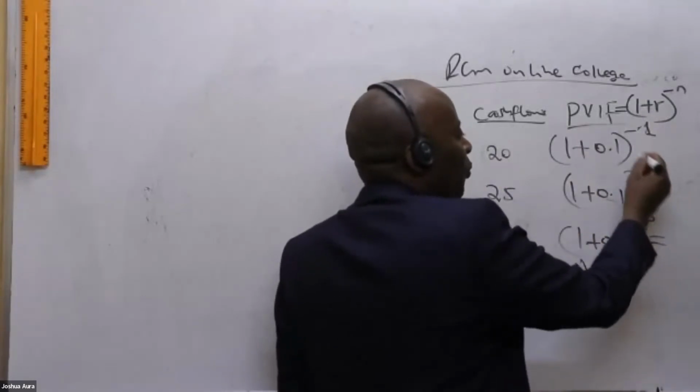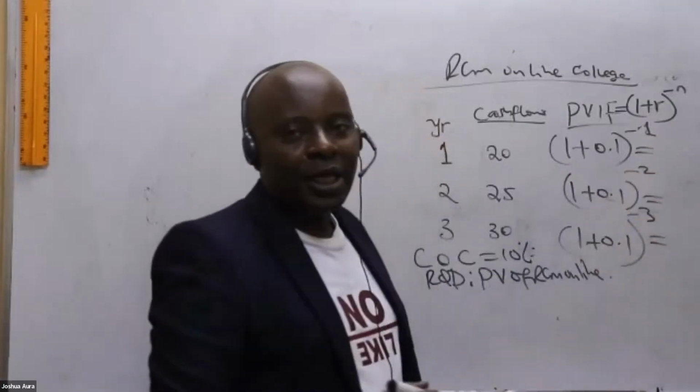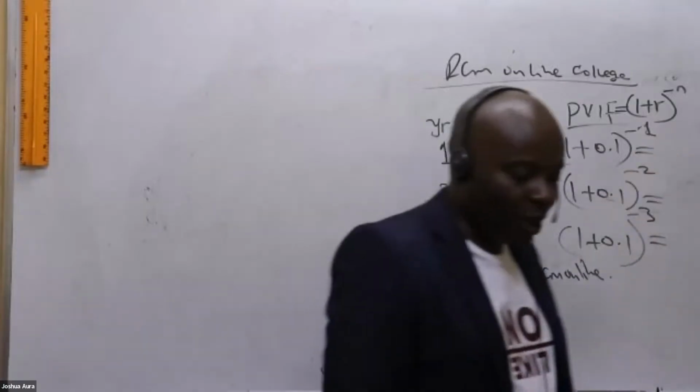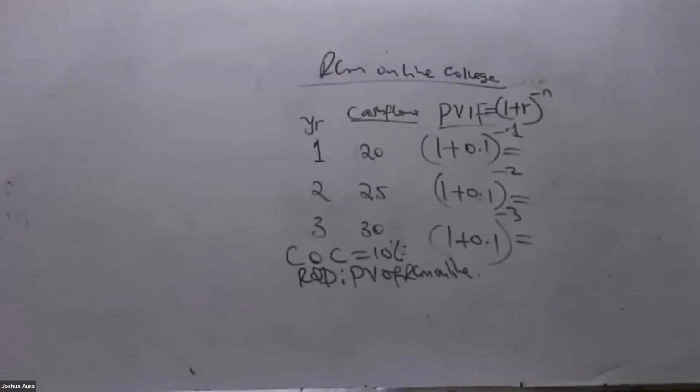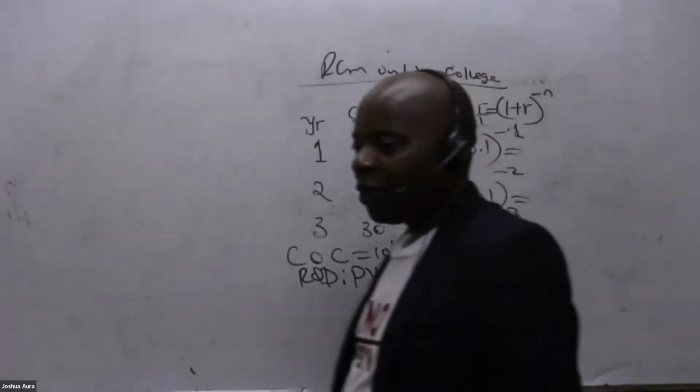So could you kindly give me these figures in 4 decimal places? Is there somebody who can really fast track these? Give me these figures in 4 decimal places.